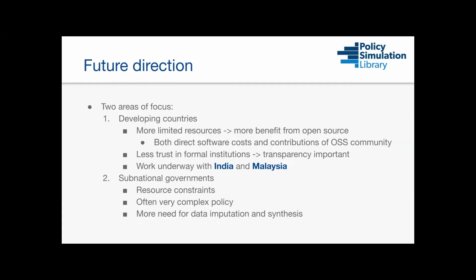Here, government agencies in particular are more limited in their resources than in developed countries. And so they have really a lot to gain from both the reduction in direct software costs from open source, as well as being able to use contributions from the open source community. And then a big point here with transparency is that when there's low trust in your formal institutions, it's really important to bring that transparency. And that's something that this approach can bring to those developing countries where trust is oftentimes quite low. We have work underway. Members of the Policy Simulation Library, maintainers of projects there, are working in India and Malaysia as we speak to help bring these open source tools to those governments.